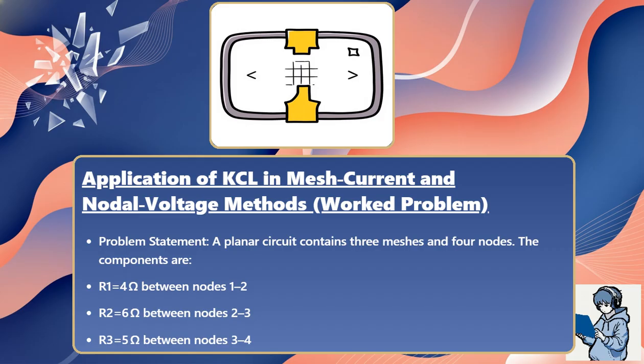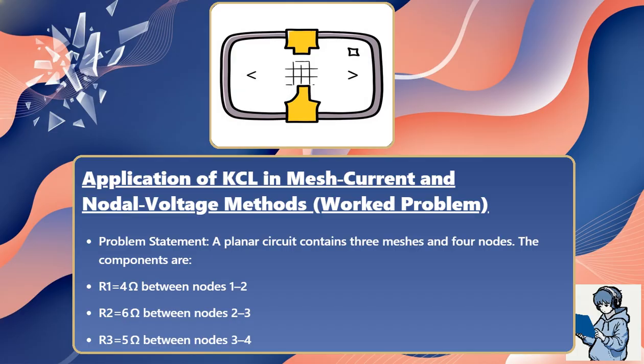Problem statement: a planar circuit contains 3 meshes and 4 nodes. The components are R1 equals 4 ohms between nodes 1 to 2, R2 equals 6 ohms between nodes 2 to 3, R3 equals 5 ohms between nodes 3 to 4, R4 equals 10 ohms between nodes 4 to 1. An independent current source I_S equals 2 amperes entering node 2 from the outside.